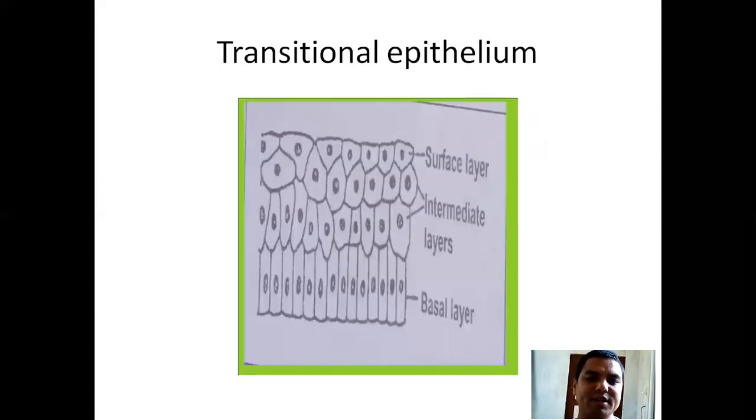Here is a figure of transitional epithelium. The basal layer has elongated cells. You can see the intermediate layer and surface layer in transitional epithelium. They have the capacity of contraction and relaxation.